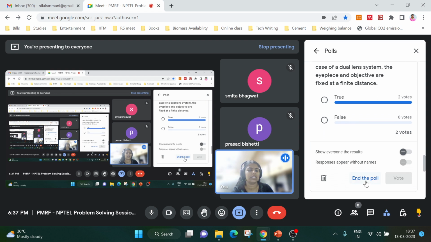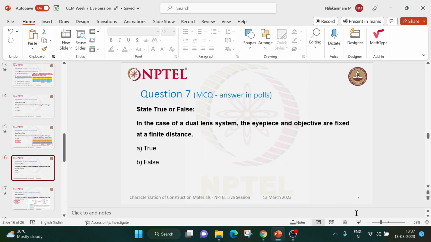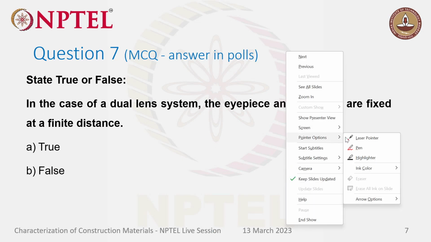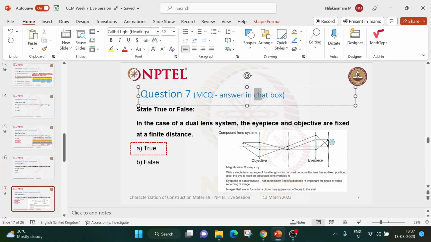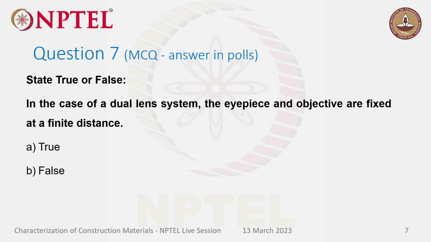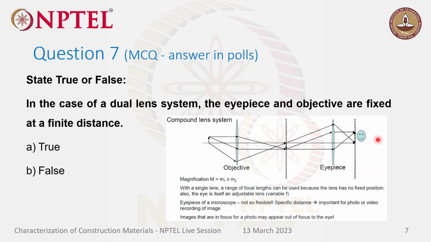Okay, the correct answer is true. Let's see the solution. You could see here the given system is a dual lens system. There is an objective lens and eyepiece lens. If it's a single lens system, the range of focal length can be varied since there is no fixed position, and the eye also has an adjustable focus. So in that case, it will not be fixed.